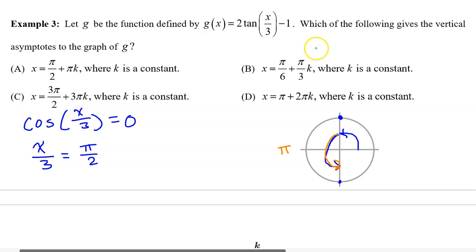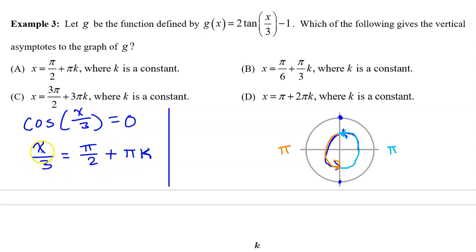Now if I kept going, I would get another solution when I come back to the top. That's going to be another pi radians. So every time I go pi radians, I get another solution and another solution and another solution. So I can get the infinitely many solutions by adding multiples of pi. So I'm going to put pi k where k is any integer. This gives me the multiples of pi that form the infinitely many solutions.